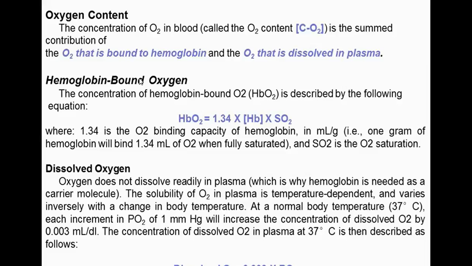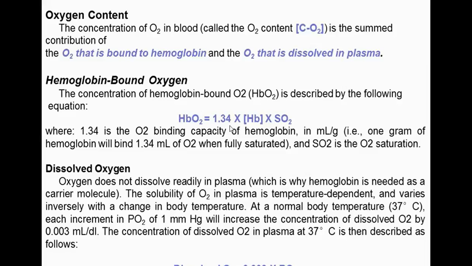So our oxygen content will be the sum of both the oxygen bound to hemoglobin and the dissolved oxygen. The bound oxygen depends on two things. First, how much hemoglobin you have, for each person. The second is the saturation, which is the percentage of hemoglobin that is saturated with oxygen.